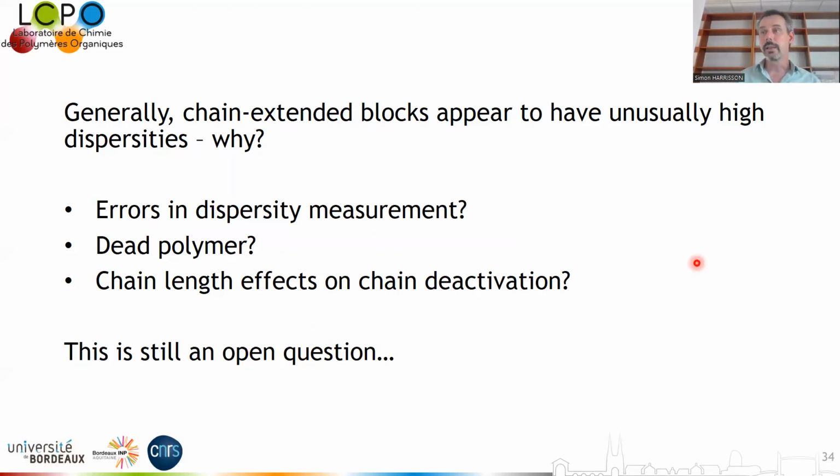It could also be because of the formation of dead polymer chains. But this suggests that we're perhaps getting quite a large number of dead polymer chains in these polymerizations. And finally, there could also be some chain length effects on chain deactivation. Perhaps longer polymers are just less good at getting deactivated than shorter polymers. So as I said, this remains an open question.